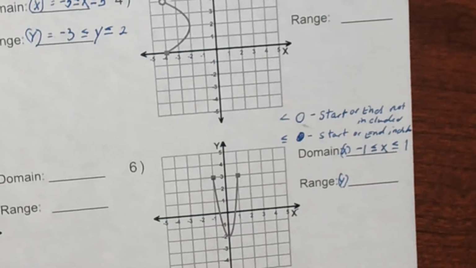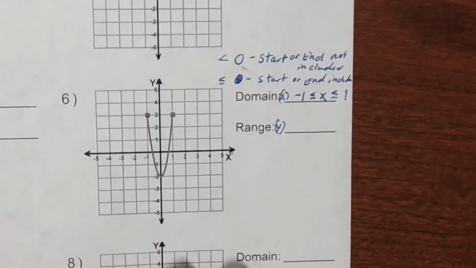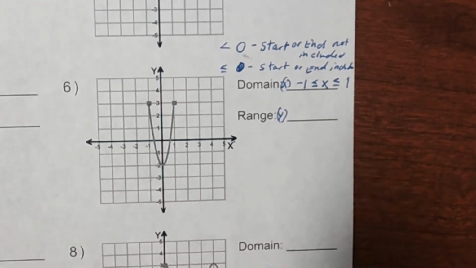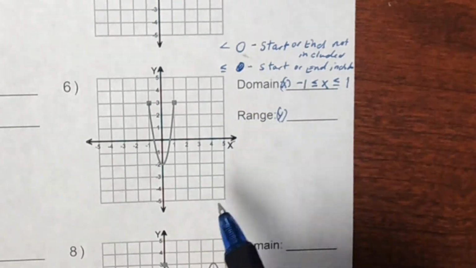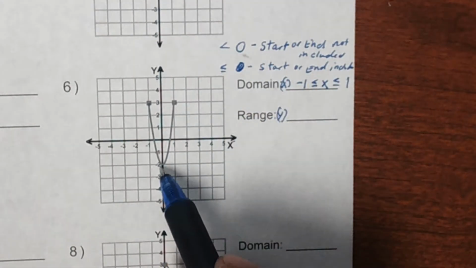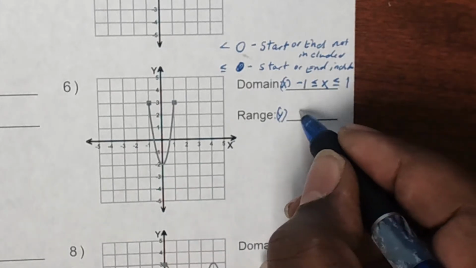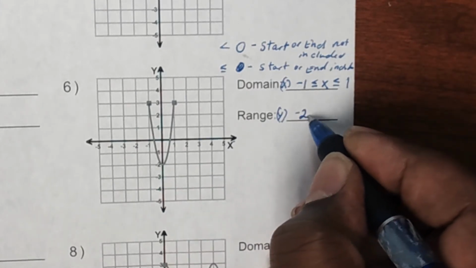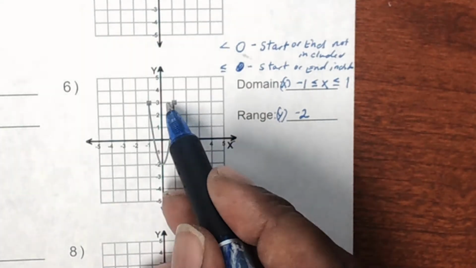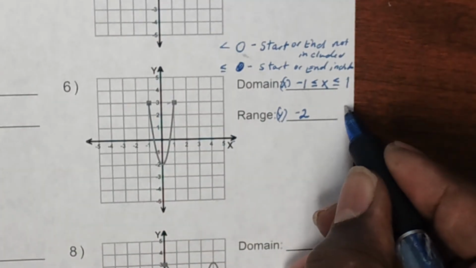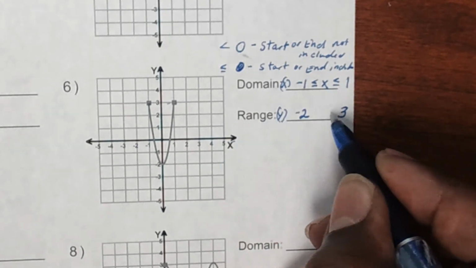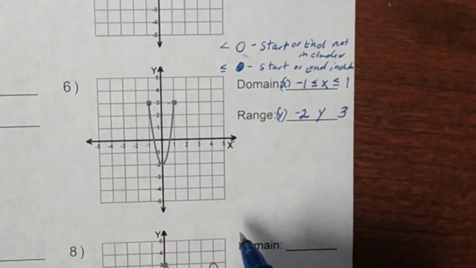The range for number 6. Again, we're going to be reading the y-axis. The smallest value is down here. It touches the line here at -2. So we're going to write -2 first. Your largest value is at +3. So we're going to write +3 here. This is range, so we put a y in the middle.